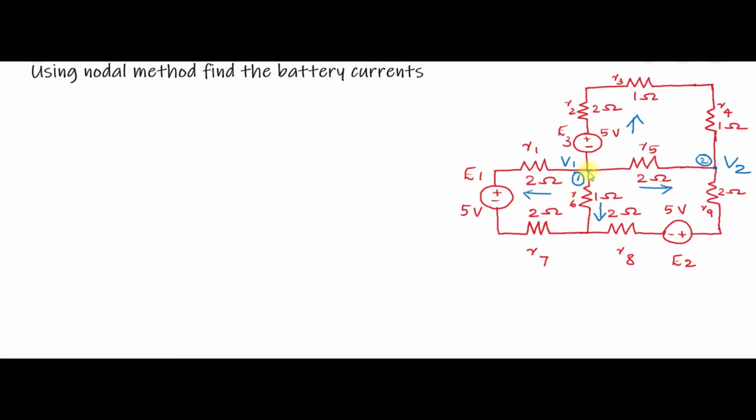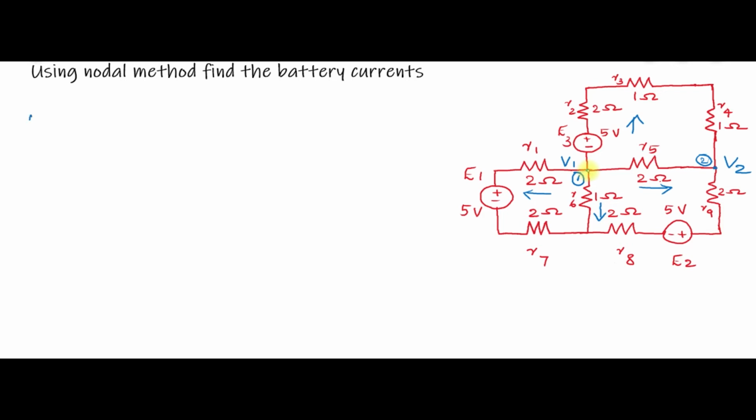Considering node 1, this branch is coming to node 1, this other branch is coming, and here also this resistor is coming to node 1. So you have to consider all these points with respect to this node. I am also assuming this nodal potential V1 is higher than any other potential with respect to this point. So first consider node 1.